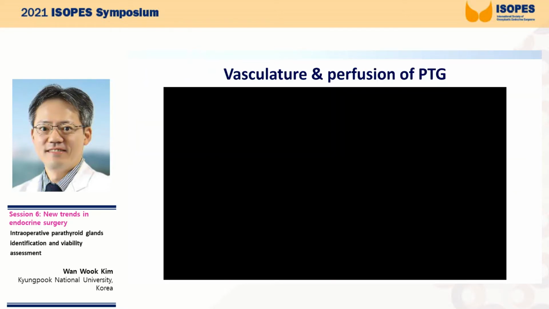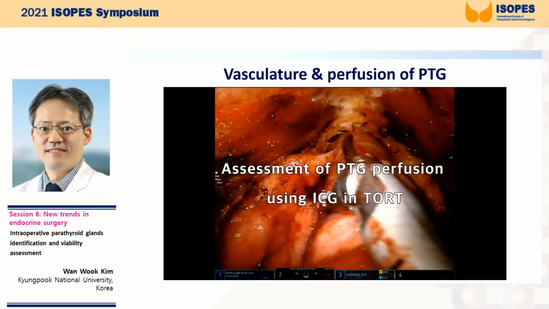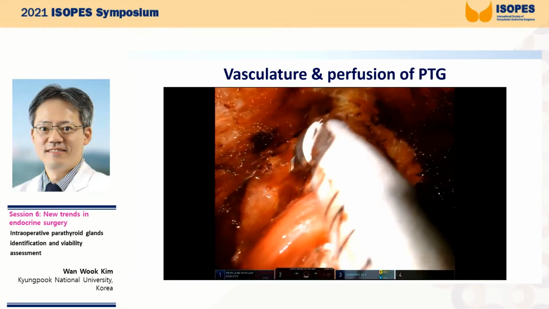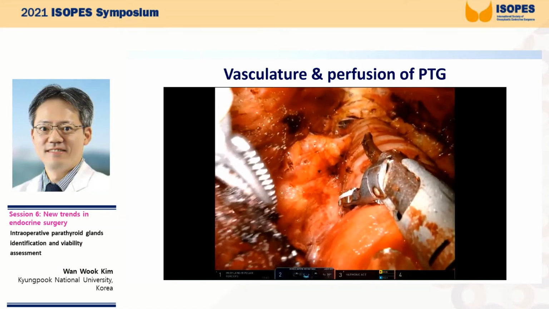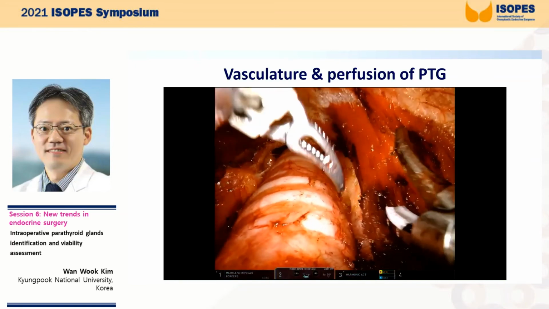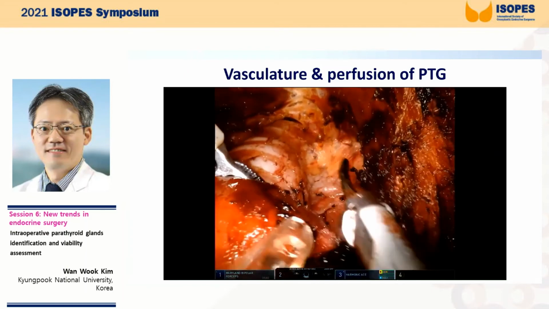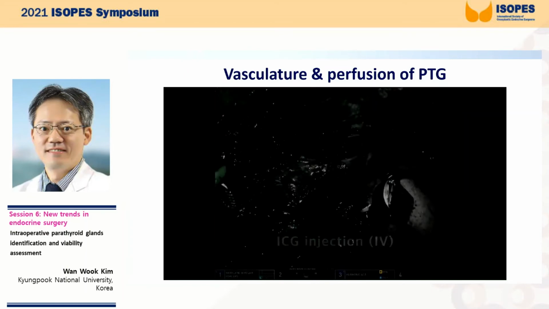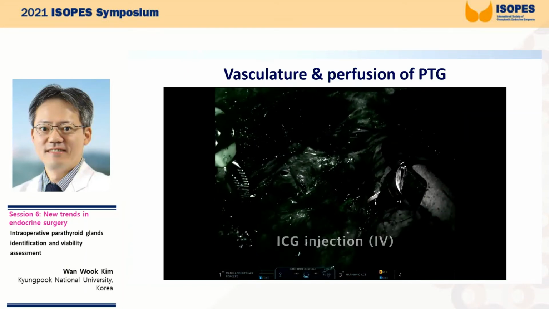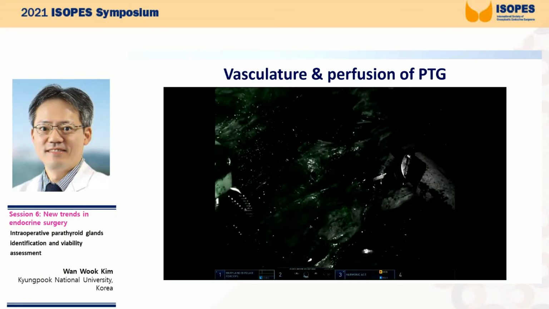The following is a video clip of a patient undergoing transoral total thyroidectomy and central lymph node dissection. Here you can see the left inferior parathyroid gland, the left superior parathyroid gland, and the right inferior parathyroid gland. The right superior parathyroid gland is located below. ICG was injected through IV. After about 40 seconds, the inferior thyroid artery gradually began to be enhanced.